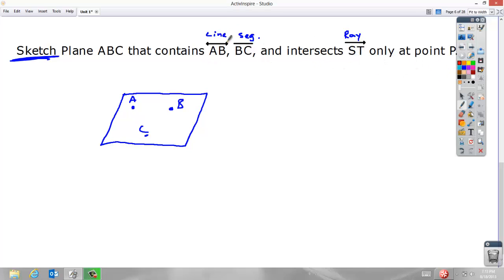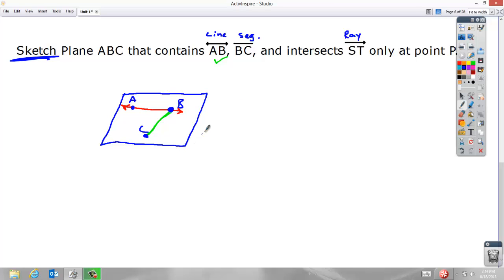So first, let's start with line AB. Okay, so line AB. Okay, now it looks like I kind of missed my B, right? I didn't do a very good job there. So here's a little tip for you. If you miss your point, make your point bigger. See, now I didn't miss it. Right, so I have got my line AB right there. Now I need to draw segment BC. Okay, there we go. Segment BC.